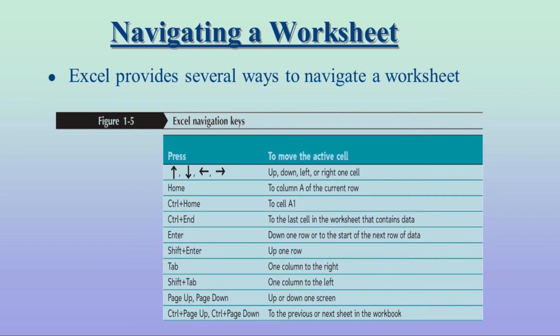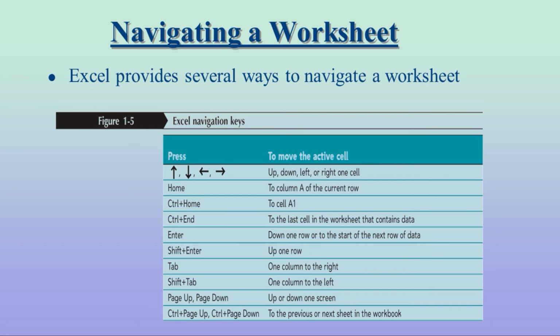Navigating a worksheet. In this figure, we can see the navigation in a worksheet. Excel provides several ways to navigate a worksheet. Excel navigation keys. Here you can see more keys for navigation for your work. The arrow keys, up, down, left or right, move the active cell by one cell. If you press Home, you move to column A of the current row. If you press Ctrl Home, then you move to cell A1. If you press Ctrl End, you move to the last cell in the worksheet that contains data.